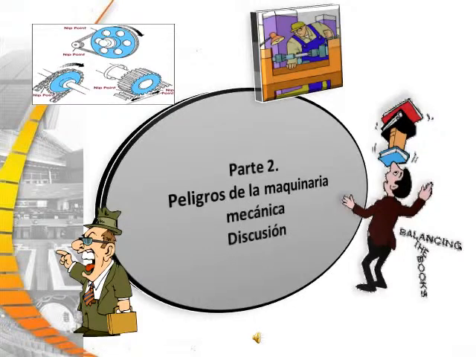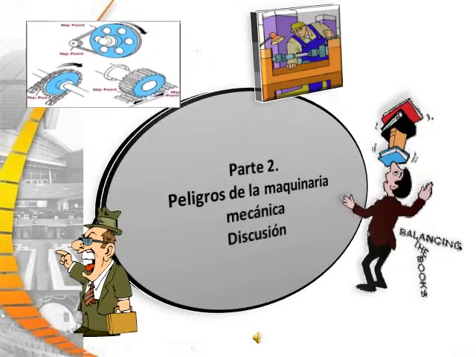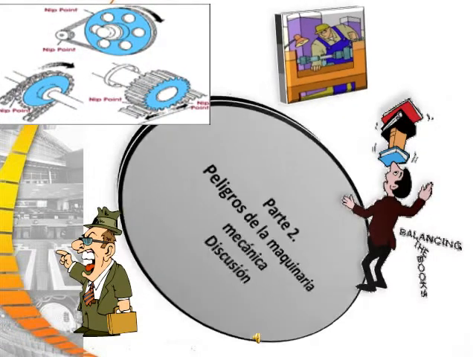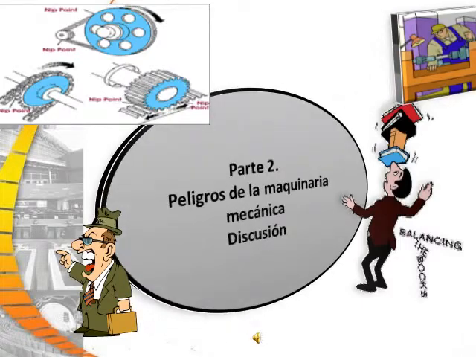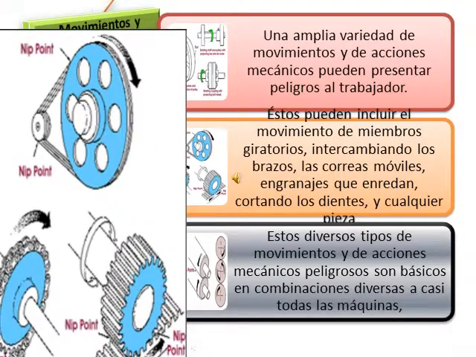Part 2, hazards of mechanical machinery discussion. A wide variety of mechanical motions and actions may present hazards to the worker. These can include rotating members, reciprocating arms, moving belts, meshing gears, cutting teeth, and any parts. These different types of hazardous mechanical motions and actions are basic in varying combinations in nearly all machines.